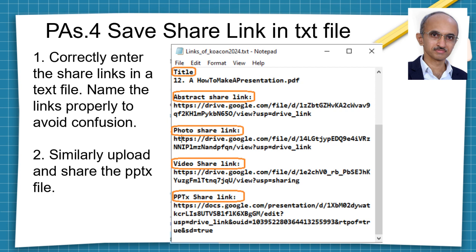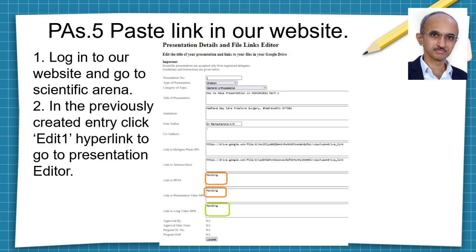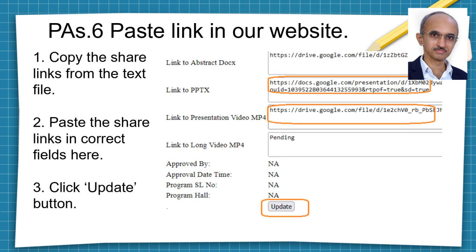Now finally it is time to share the links with us. For that, log into our website and go to the Scientific Arena. You can see the previously created entry. Click on the hyperlink, Edit 1. That will take you to the presentation editor. Open the text file you just saved. From there, copy the share links and paste them in the correct fields. Don't forget to click the update button.